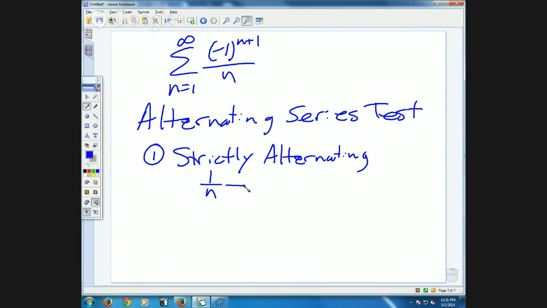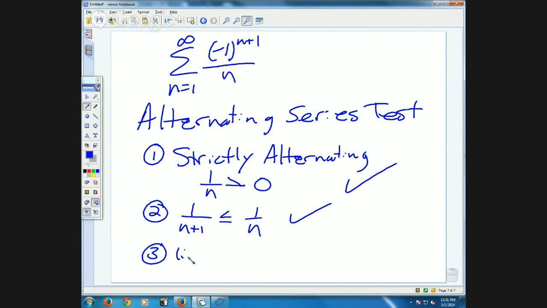Let's see. If it's strictly alternating, then the remaining thing should be greater than 0, right? If I remove the strictly alternating part, the remaining part is greater than 0. That's true here. Second rule of the alternating series test: if you ignore the alternating part, you check to see if it is monotonic decreasing. Yeah, we can pretty much see it. Third, is it true that the limit as n increases of 1 over n goes to 0? Yeah, okay. So that implies this thing is convergent.